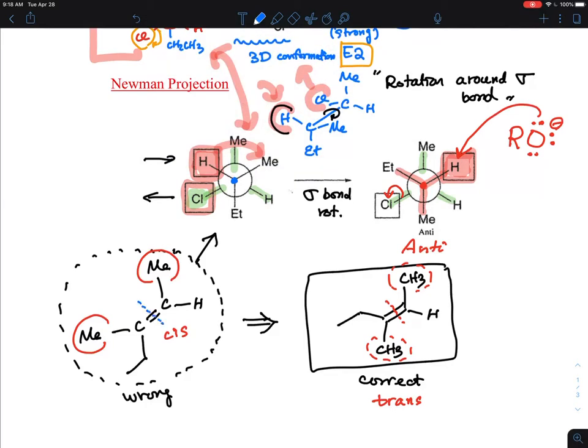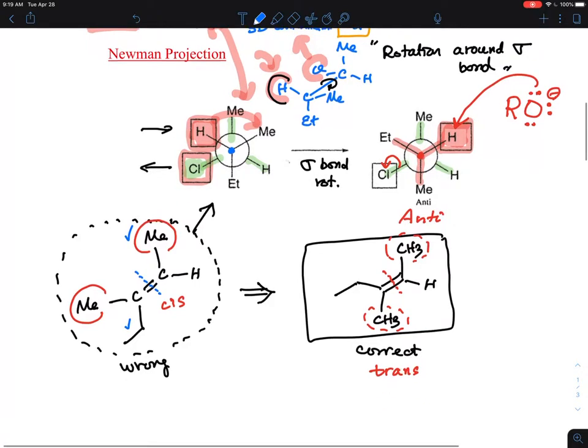This is E versus Z nomenclature. This is a high priority group, and this is a high priority group on the opposite side of the double bond. So this is on opposite sides. Opposite means E, from entgegen. So this is an E isomer.